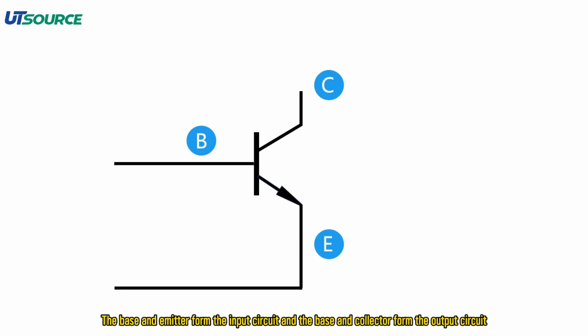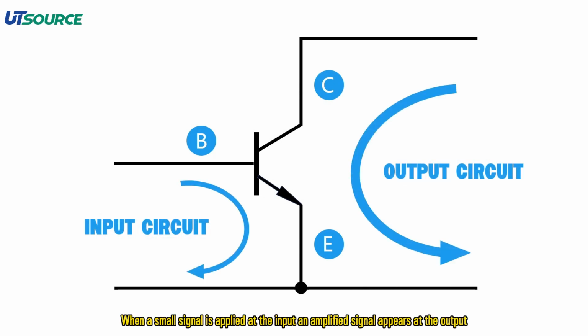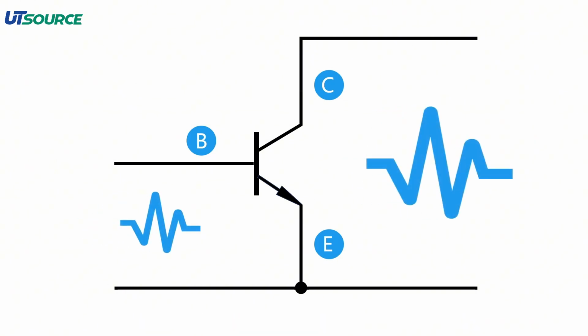The base and emitter form the input circuit, and the base and collector form the output circuit. When a small signal is applied at the input, an amplified signal appears at the output. This is the basic principle behind sound amplification in a speaker.